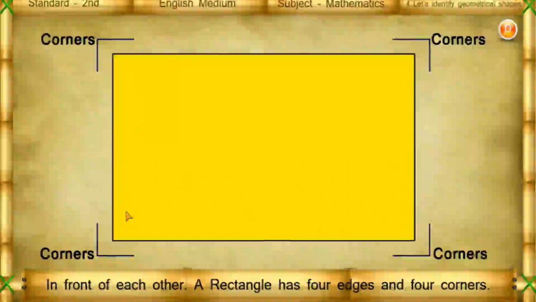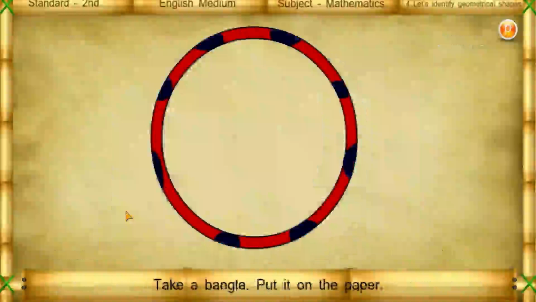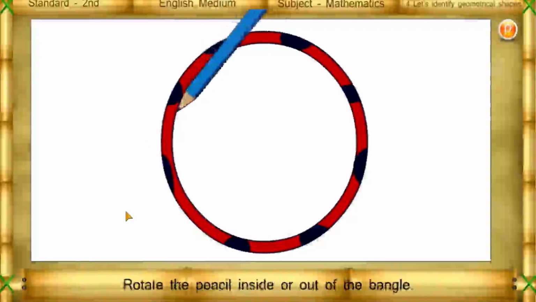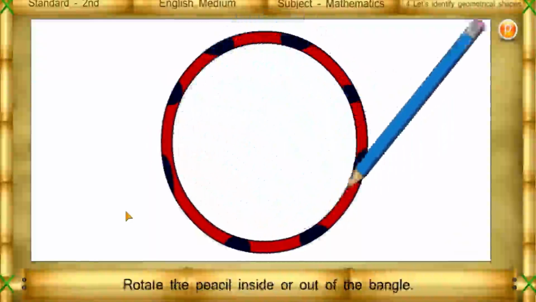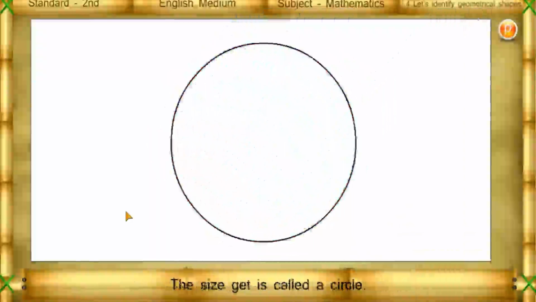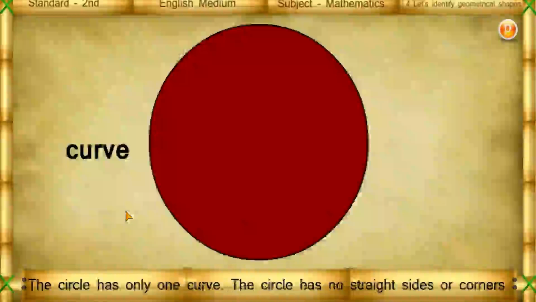Circle. Take a bangle. Put it on the paper. Rotate the pencil inside or outside the bangle. The shape we get is called a circle. The circle has only one curve. The circle has no straight sides or corners.